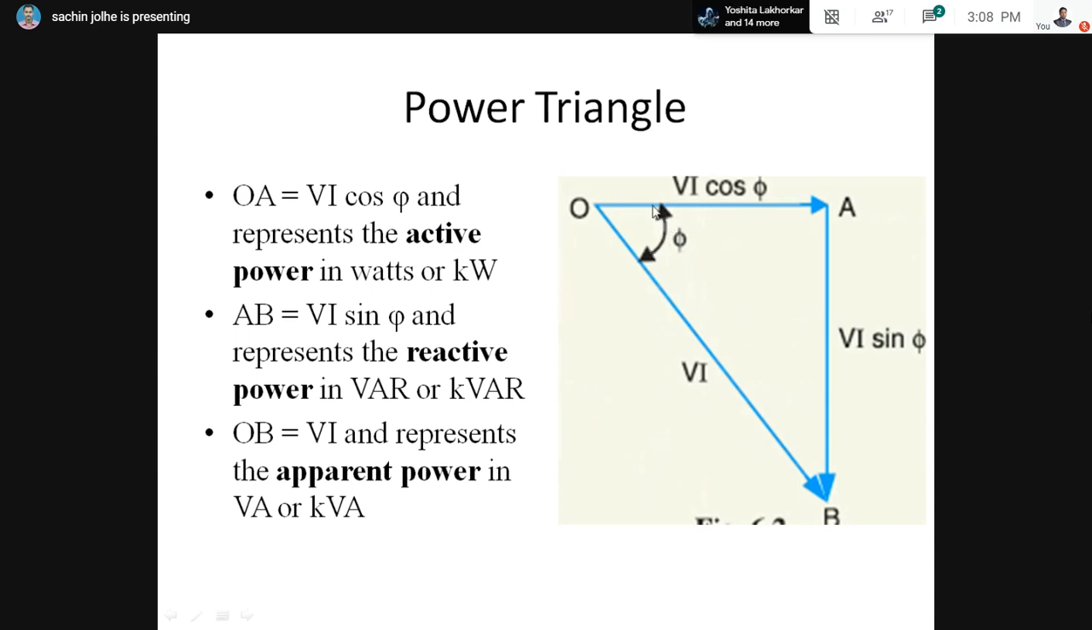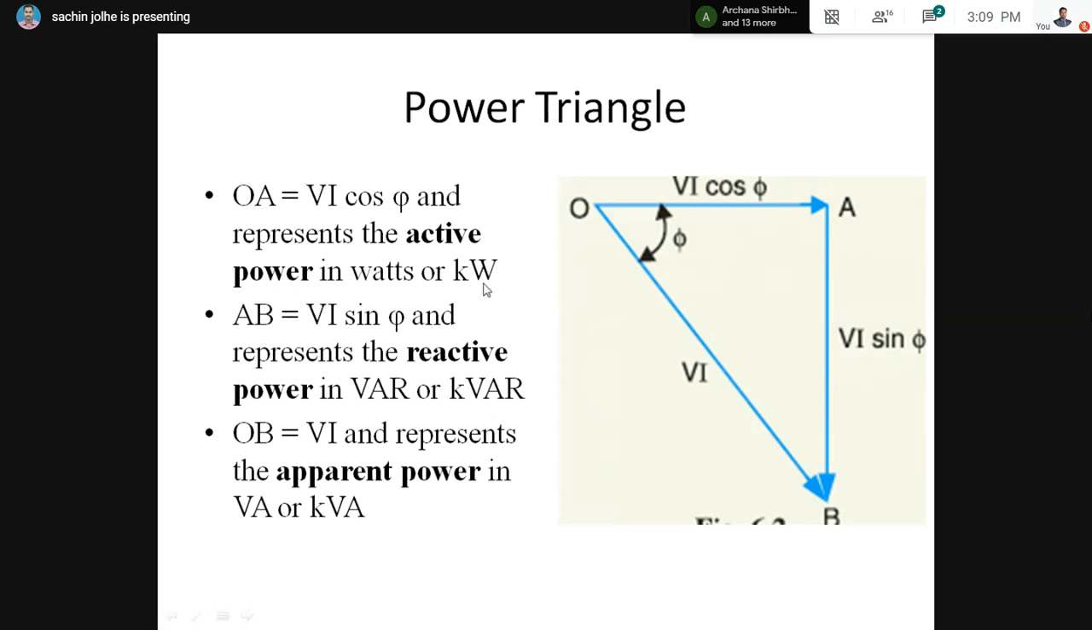Normally, it is the power factor angle. The OA is nothing but VI cos phi. It is nothing but the real power or the active power. It is normally given in kilowatts, which is used by us. Another is the AB, so VI sin phi. This is nothing but the reactive power, measured in VAR or kVAR.